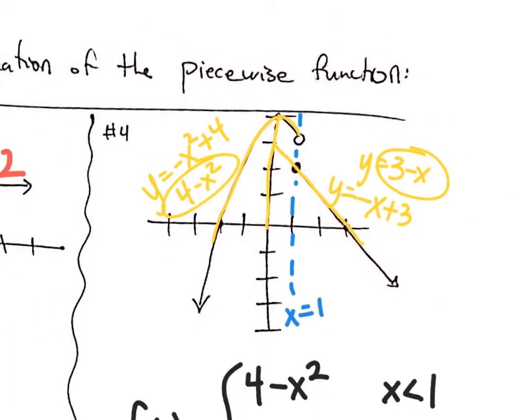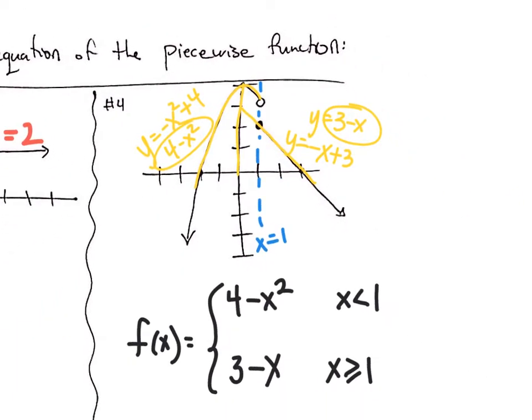They're split up at x equals 1. So to the left of 1 is the parabola, and to the right of 1 is the line. So you could have written the equations in this form, and that would be perfectly fine. Notice open circle, x is less than, and closed circle, x is greater than or equal to.